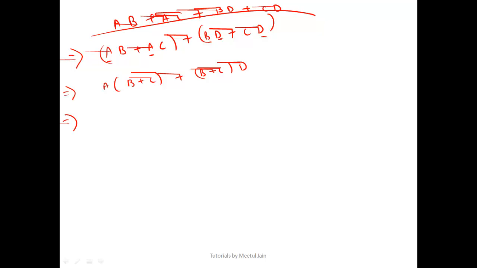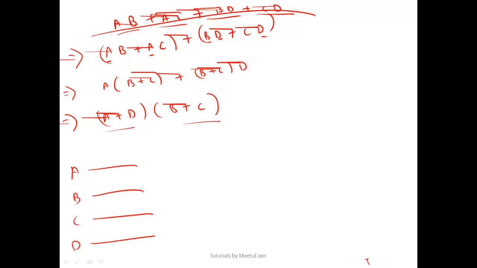Now what we can do, we can use distributive law to make this expression (A plus D)(B plus C). So this is the expression. The expression AB plus AC plus BD plus CD has been reduced to (A plus D)(B plus C). That is, A or D and B or C. Let us make its diagram as well.